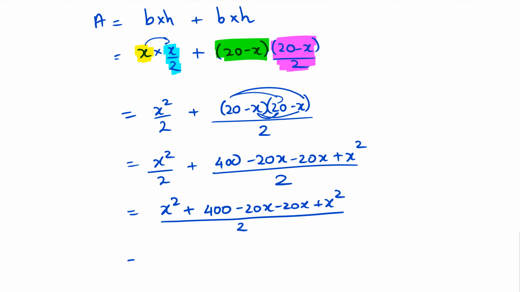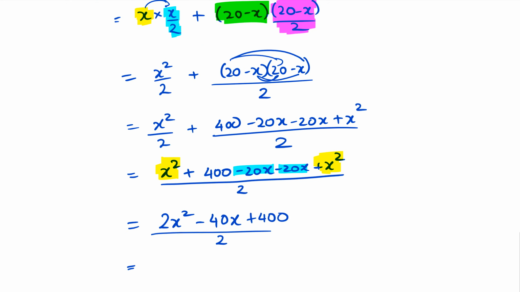Keep going. So I collect my like terms. In this case, x squared and x squared is going to be 2x squared. And then we've got negative 20x and another negative 20x, which equals negative 40x. And finally, we have 400 by itself. And of course, this is also divided by 2.